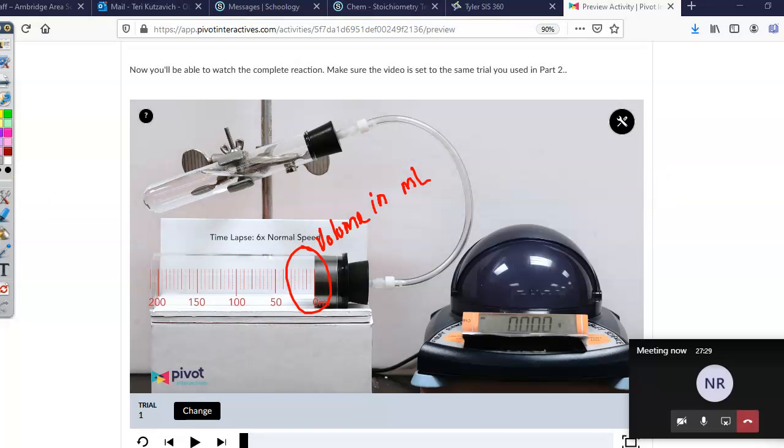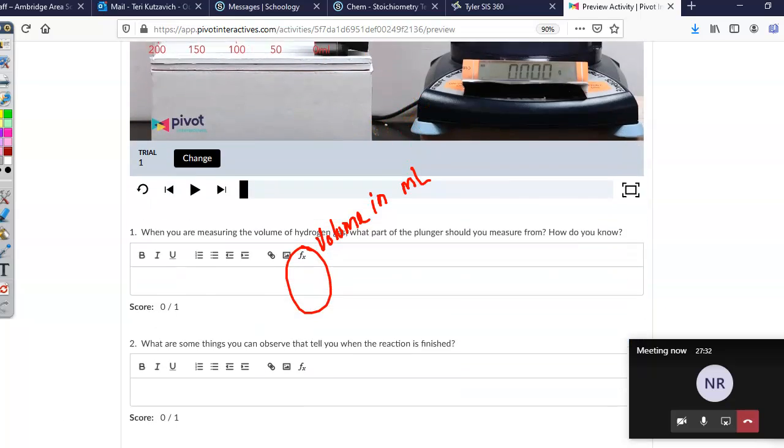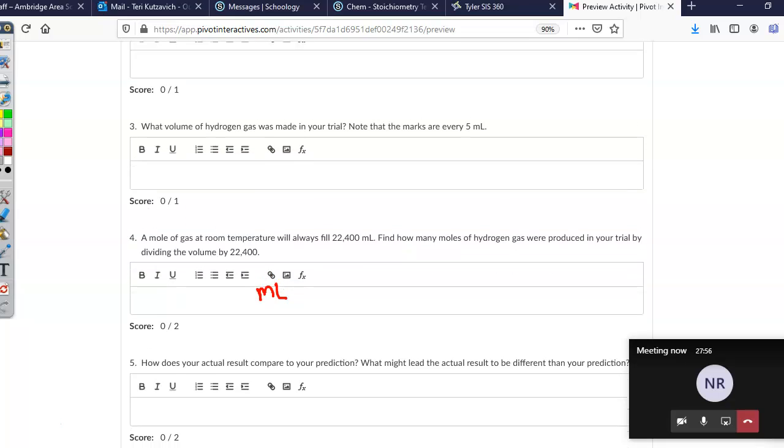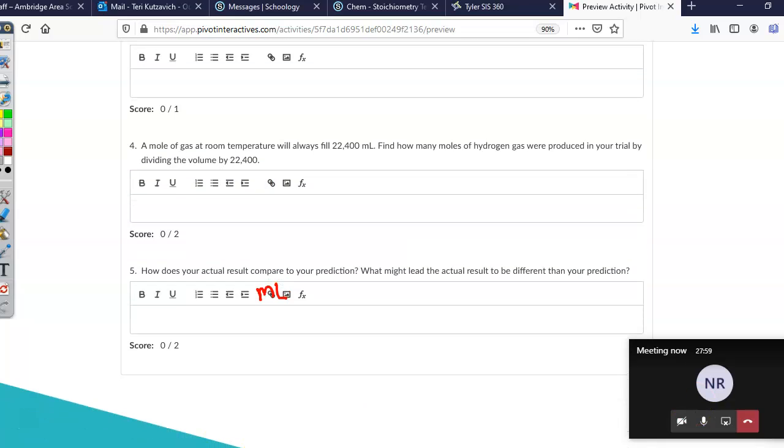You have to look at where the plunger goes to record your volume. Make sure you use units for number 3. So you'll have like something milliliters. Number 4, it tells you exactly how to do this. So number 4, they want you to figure out how many moles were produced in your trial. So you're going to have a volume.